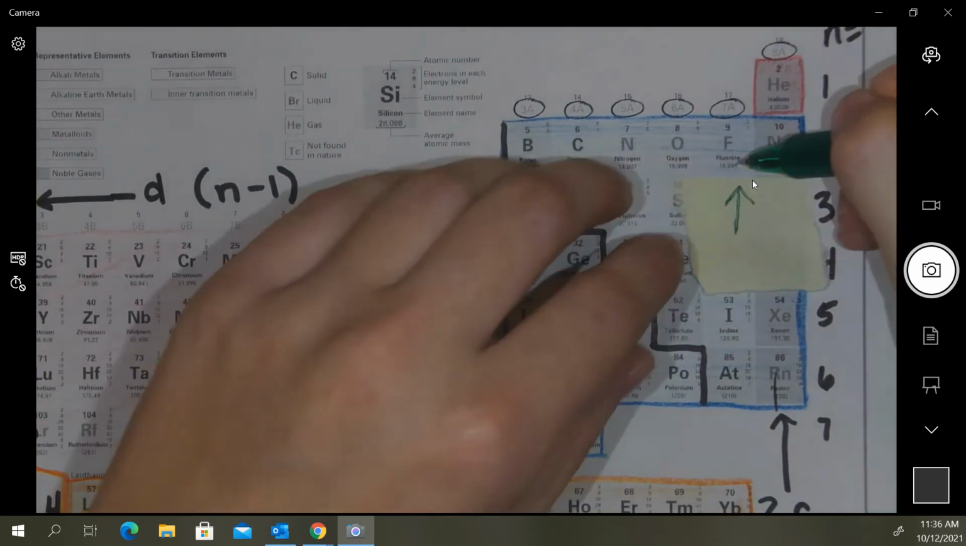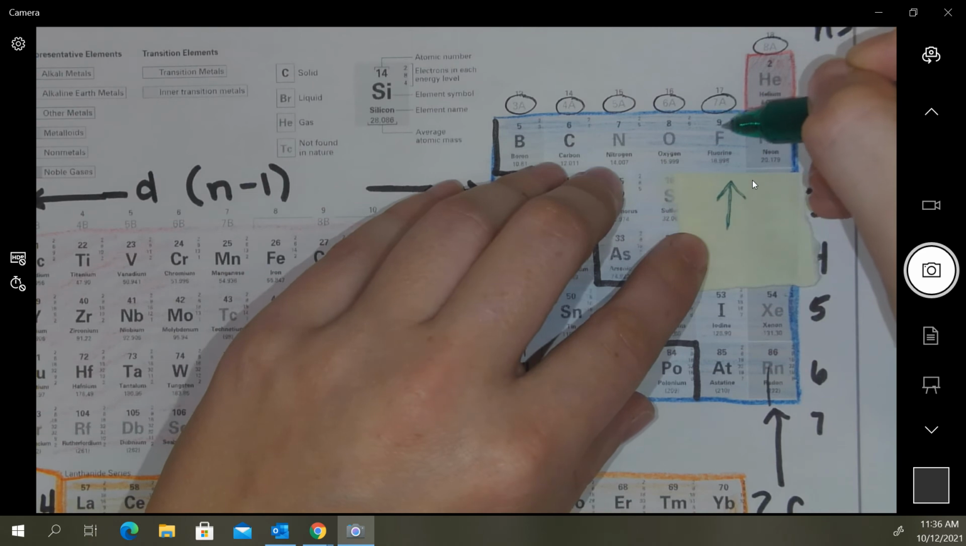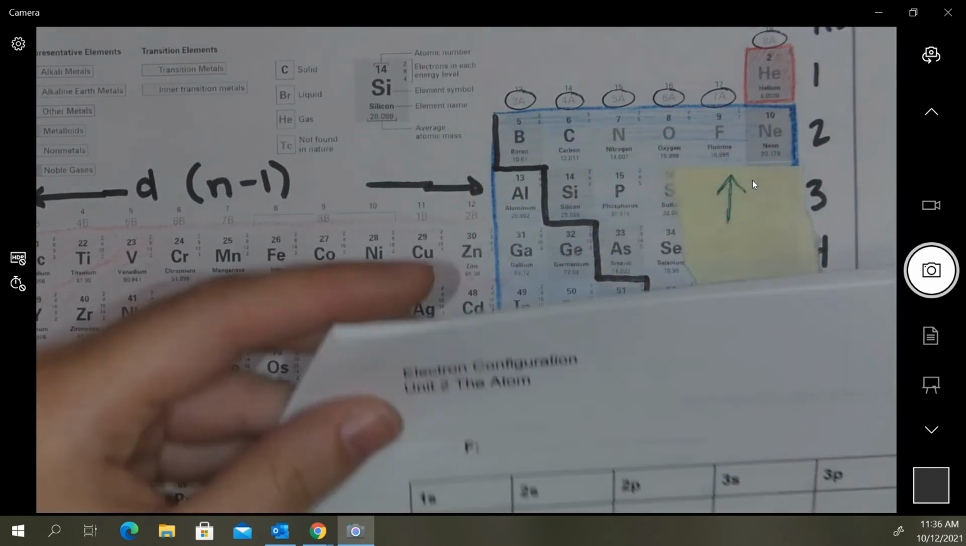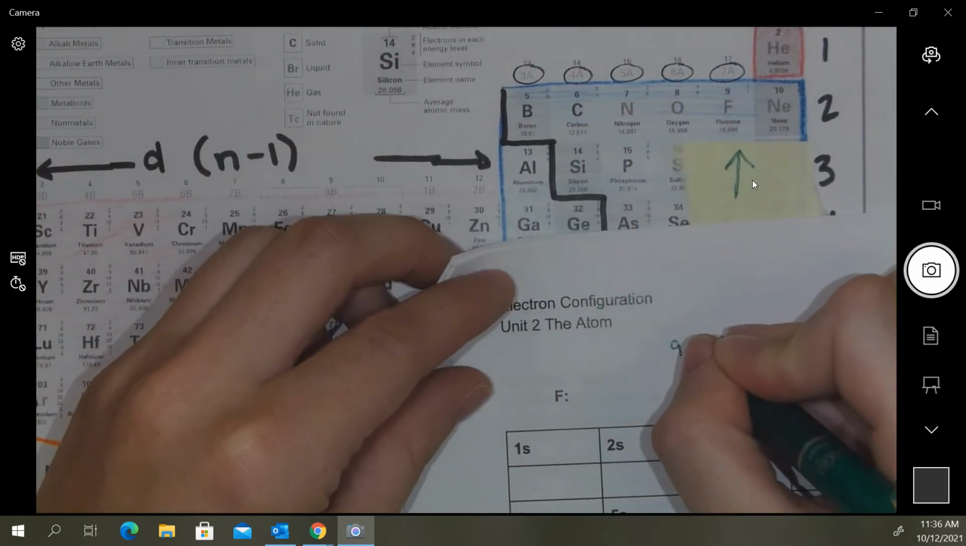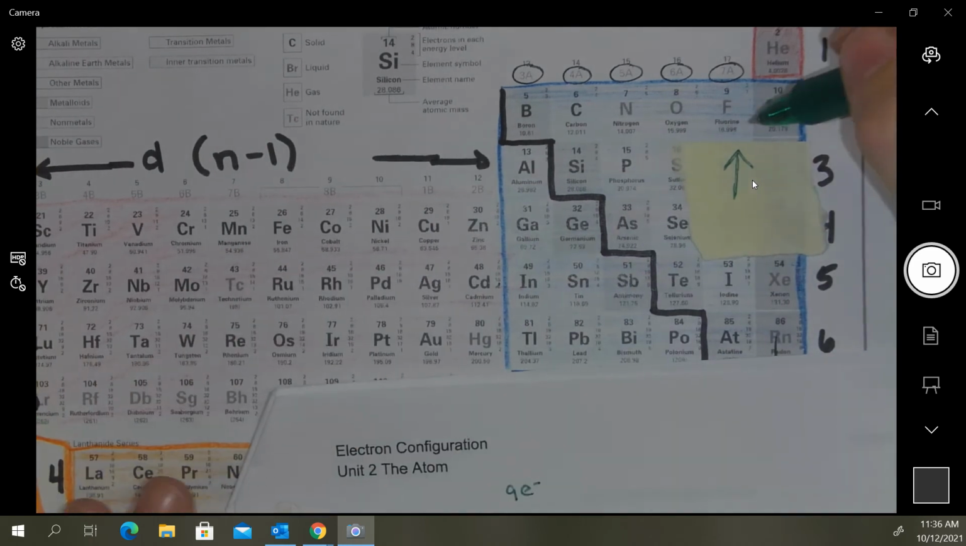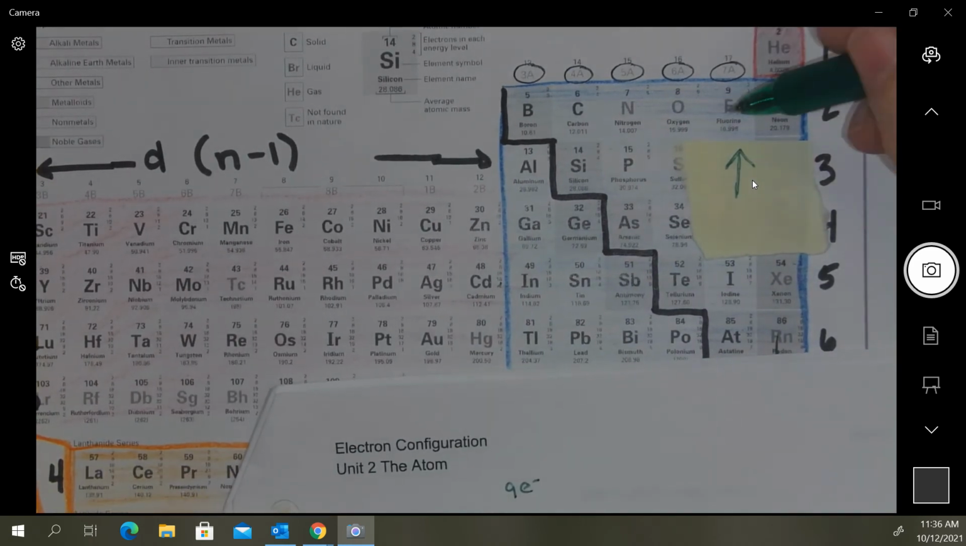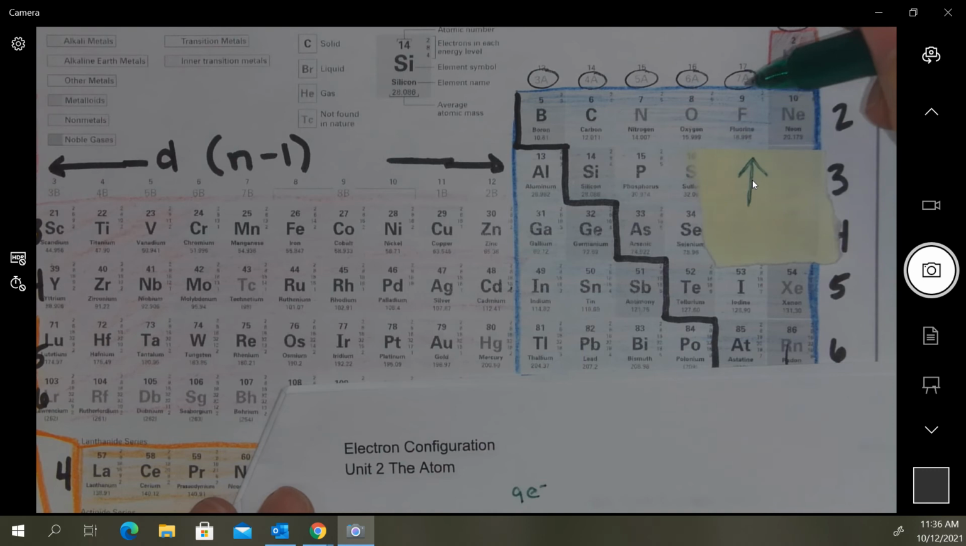All right. Fluorine is right here. Fluorine is number 9. Okay. So fluorine has 9 electrons. Fluorine is in 2p. So I know I'm going to get to 2p, and it's in spot 1, 2, 3, 4, 5. So our ending spot for fluorine is going to end up being 2p5.